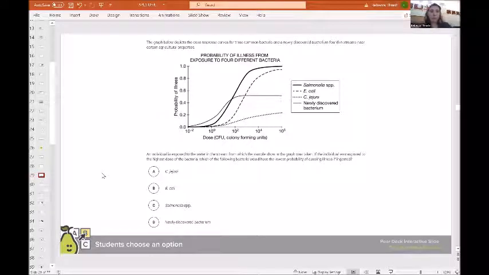All right, another LD50. The graph below depicts the dose response curves for three common bacteria and a newly discovered bacterium in streams near agricultural properties. An individual is exposed to the water in the stream from which the sample shown in the graph was taken. If the individual is exposed to the highest dose of the bacteria, which of the following bacteria would have the lowest probability of causing illness if ingested?